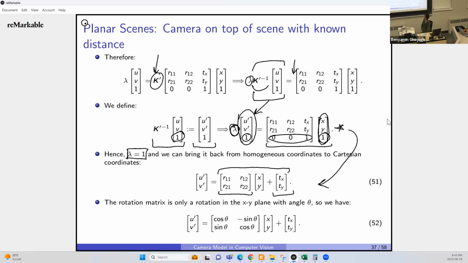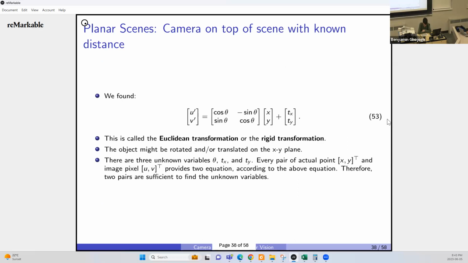What is this? Rotation in 2D plus some translation in 2D. It makes sense because it's planar. So the rotation matrix is only a rotation in the XY plane with angle theta. Therefore, I can write the rotation matrix as this: cosine, minus sine, sine, cosine. So far clear? So we found this. I'm repeating it here.